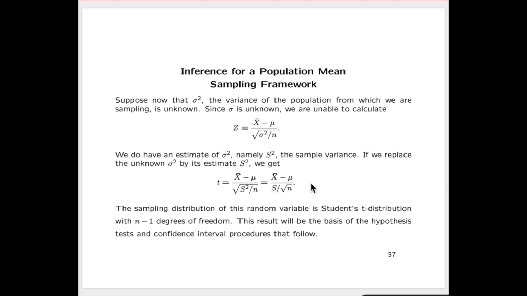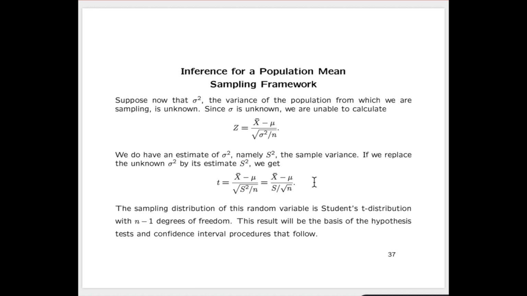And the reason for that is that this random variable that we're calling t has two sources of variation driving its variability rather than just one, which is the case for z. If we look at this formula for z, the only random variable in this expression is x bar, which is in the numerator. On the other hand, if we look at the expression for t, we have not only x bar in the numerator, but we have the sample standard deviation in the denominator. And so we've got these two sources of variation that are causing this random variable to vary, and for that reason, student's t-distribution is a little bit wider than the standard normal.